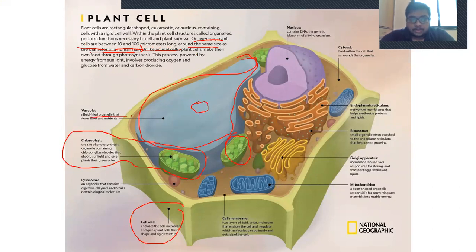Okay, plant cells make their own food through photosynthesis, and that food is actually stored in the vacuole. Okay. A fluid-filled organelle that stores food and nutrients. Other members like nucleus, cytosol, endoplasmic reticulum, ribosomes, Golgi apparatus, mitochondrion, cell membrane, all the functions are the same.